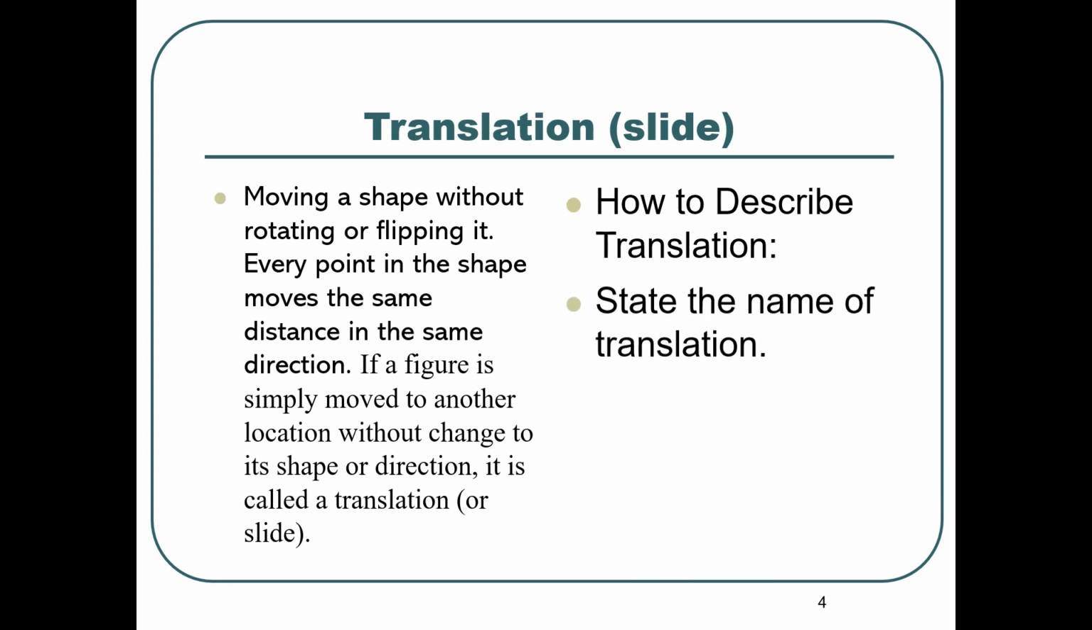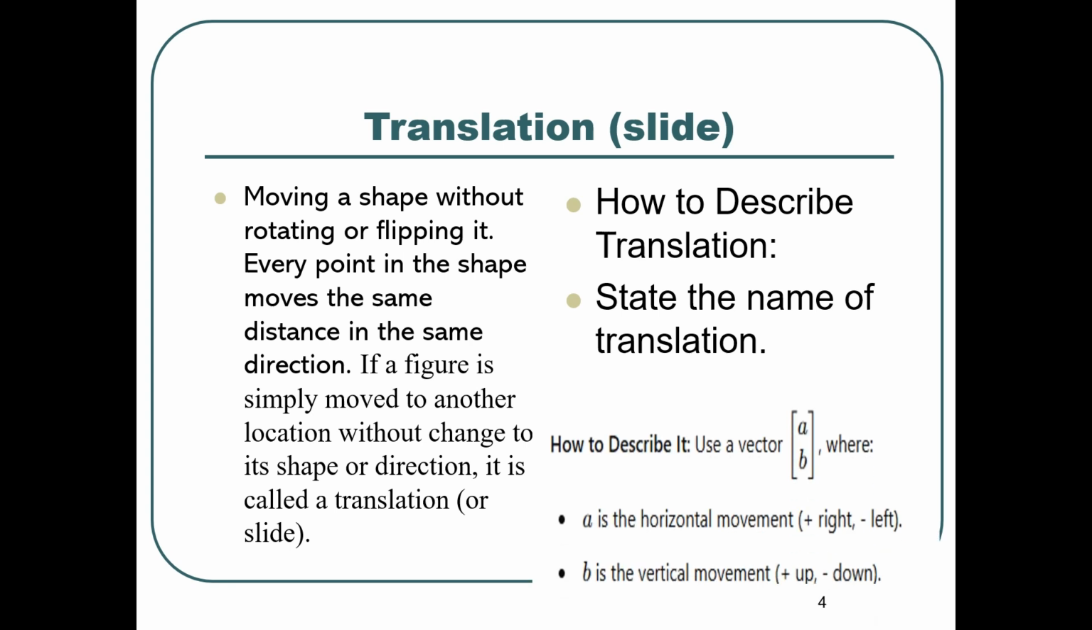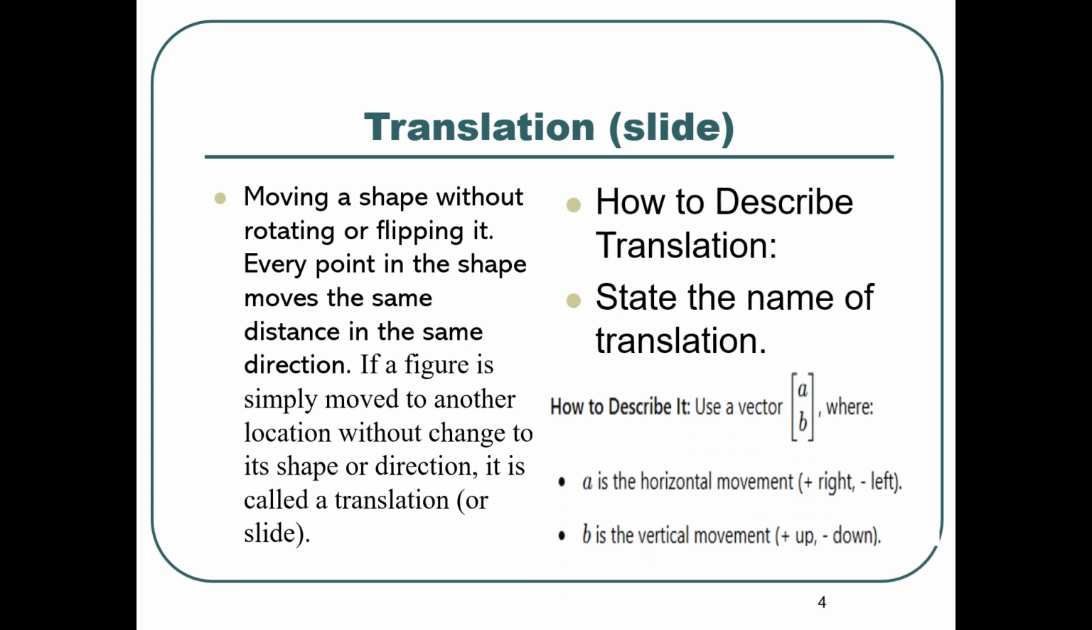First, you need to state the name of the transformation, which in this case is called translation. How to describe it? You use the vectors. A is the horizontal movement, which you know as the x-axis. So if it's right, you write a positive number. If it is left, you write a negative number. B is where the y value is. B is a vertical movement. If the value is positive, you go up, and if the value is negative, you go down.